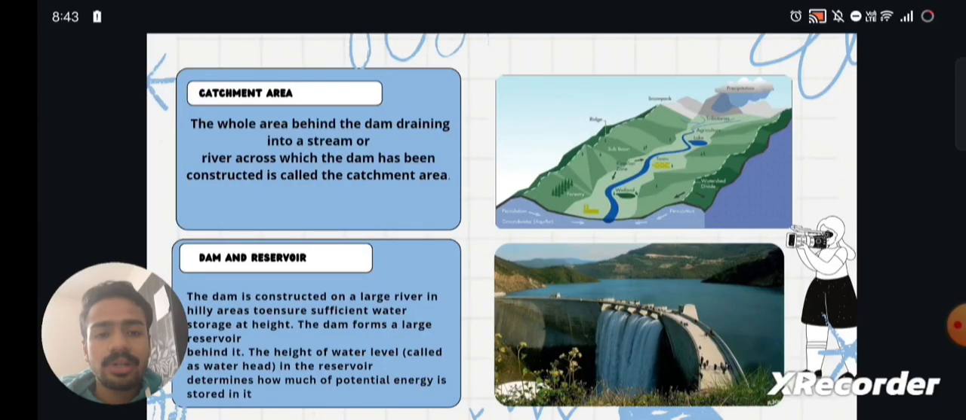Dam and reservoir. The dam is constructed on a large river in hilly areas, because the dam can only be constructed in hilly areas. To ensure sufficient water storage at height, the dam forms a large reservoir behind it. The height of the water level in the reservoir determines how much potential energy is stored in it.